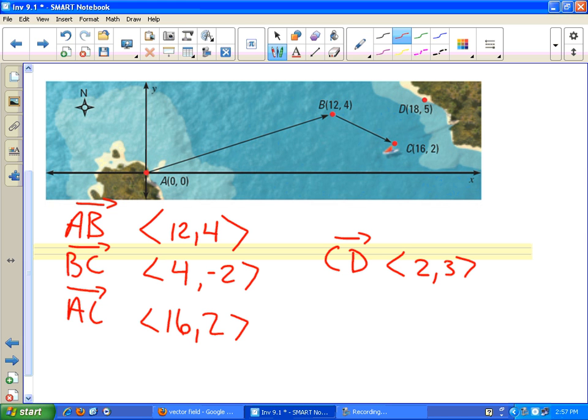Well, if I went from C to D, I went 2 units and up 3 units.